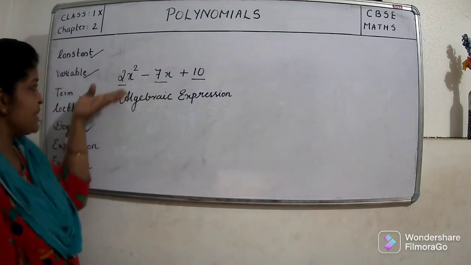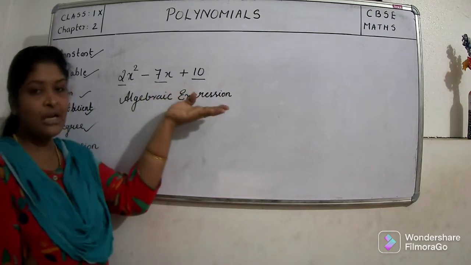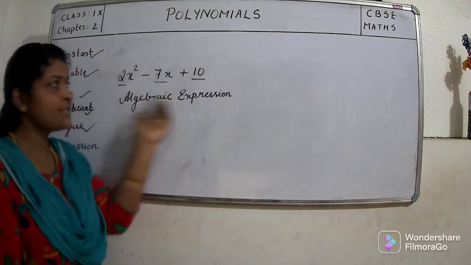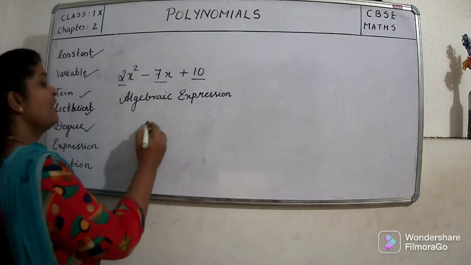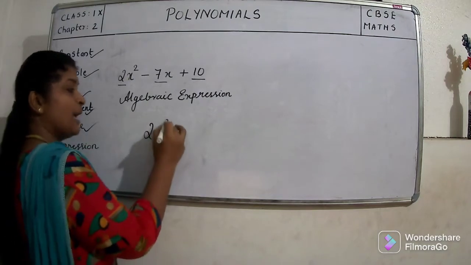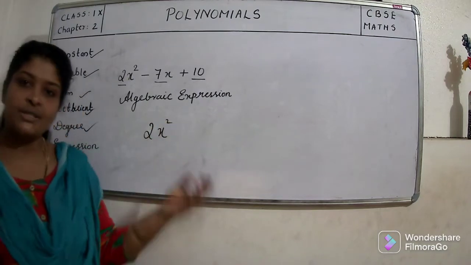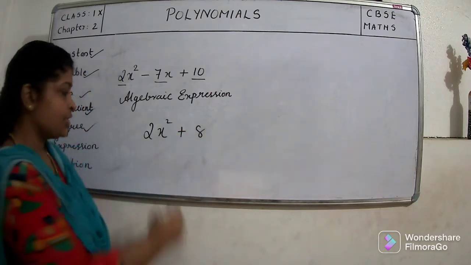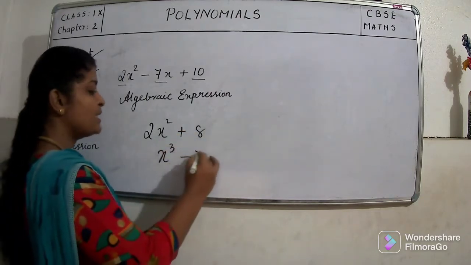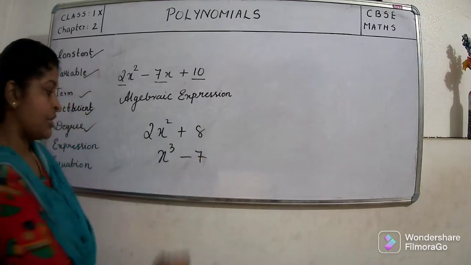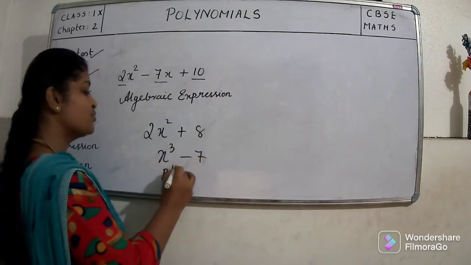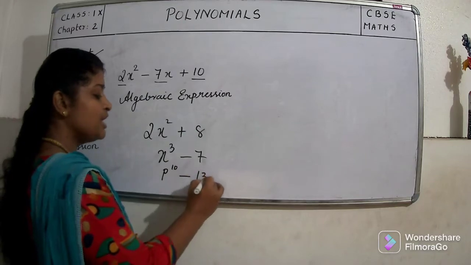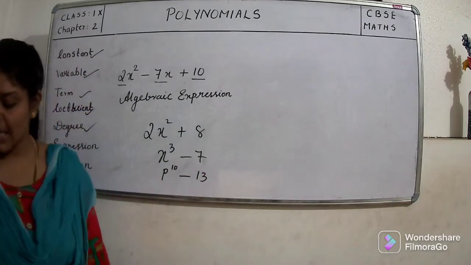Now, if we write terms this way, that is full, it is known as an expression. If we write 2x square alone, then also it is an expression. 2x square plus 8 is an expression. X cube minus 7 is an expression. If we write p raised to 10 minus 30, that also is an expression.